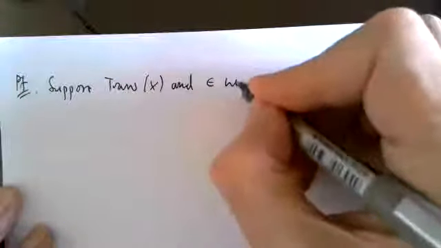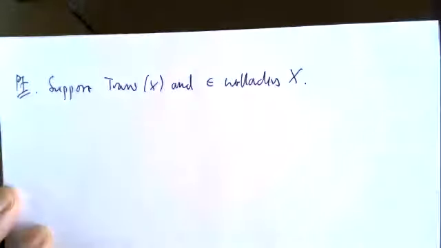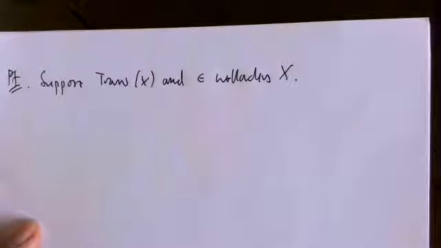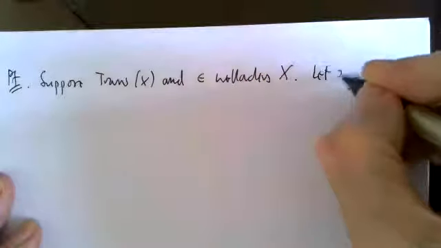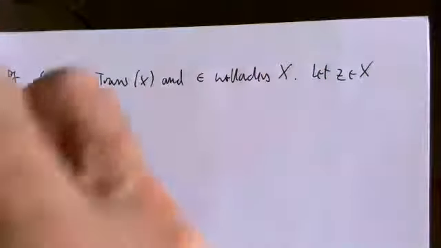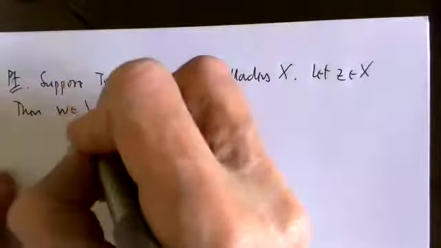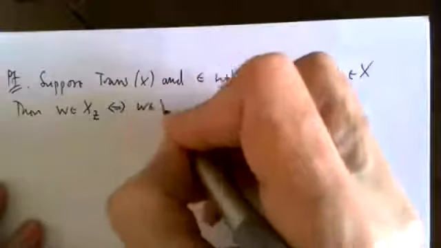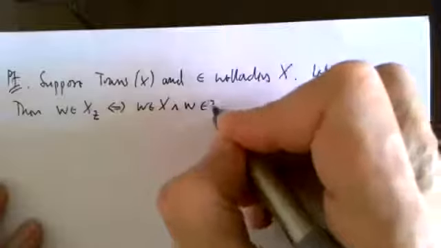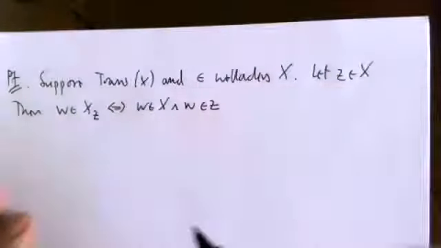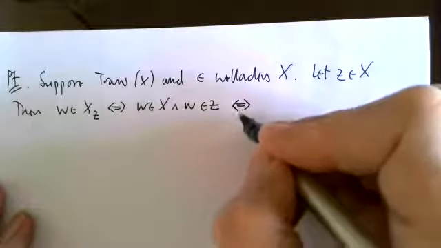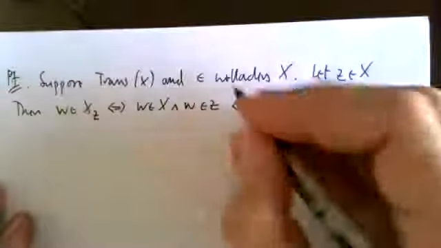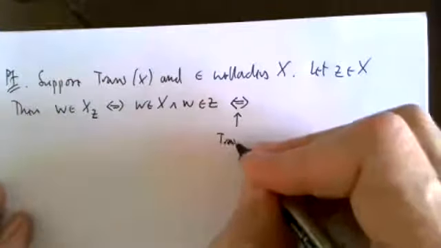Okay, so we suppose X is transitive and epsilon well orders X. That's what it means to suppose that X is an ordinal. Pick a Z in X. Then to be in this initial segment, W is in X and W is a member of Z, if and only if W is a member of Z. This direction holds because X is transitive.